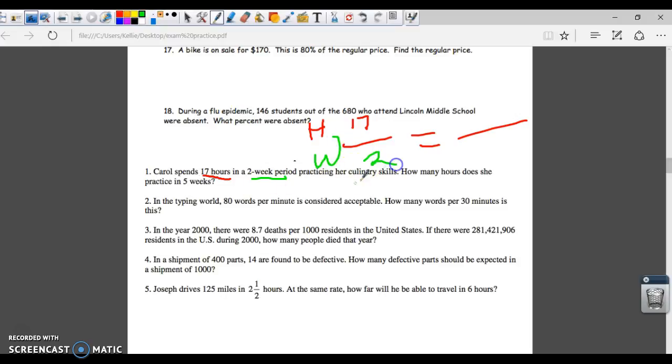You see this one is 2. How many hours does she practice in 5 weeks? Remember, we have to keep weeks to weeks, hours to hours. So you know your x is here. But the process is still the same. You're going to cross multiply and divide. So you have 17 times 5 and then divide that by the 2. So x is going to equal 42.5. How many hours does she practice in 5 weeks? She practices 42.5 hours.